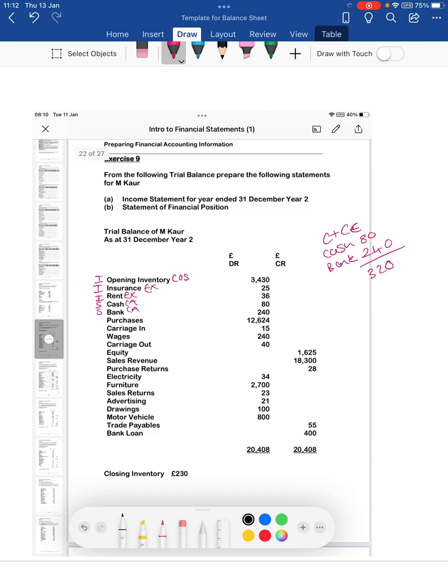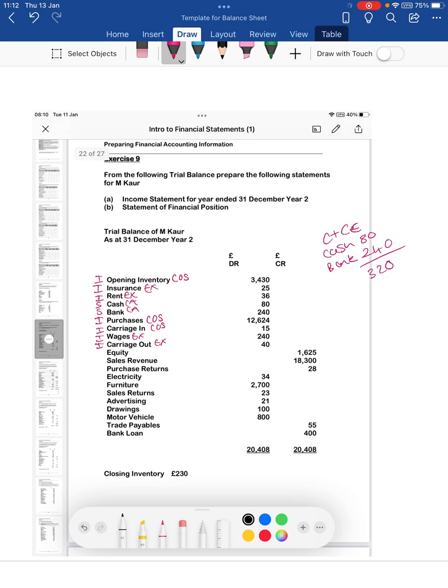Moving on to our purchases, again this is something that comes under the cost of sales, therefore it must be in the income statement. The same can be said for carriage in. Now we have wages here. Wages are something you're having to pay every single day to your employees, therefore it must be an expense, which again puts it in the income statement. Our carriage out, which is, as we know, just a fancy word for delivery charges, is also an expense, which must put it in the income statement.